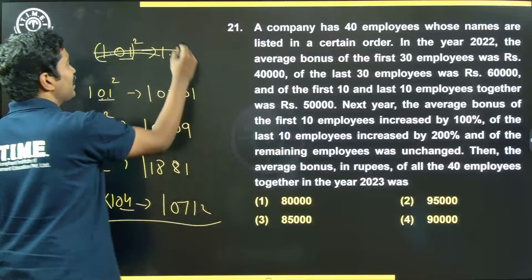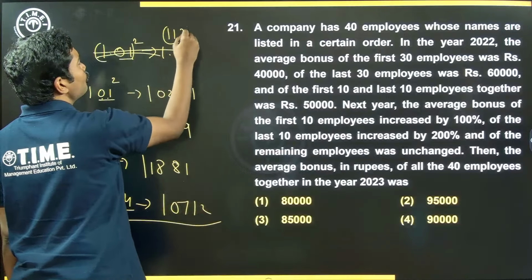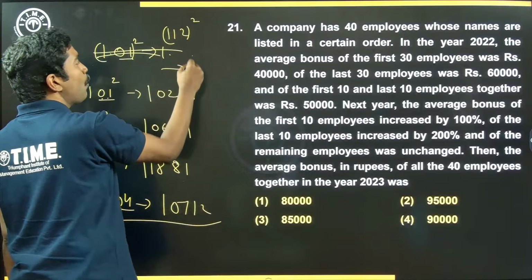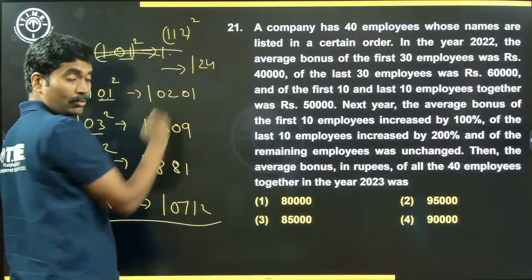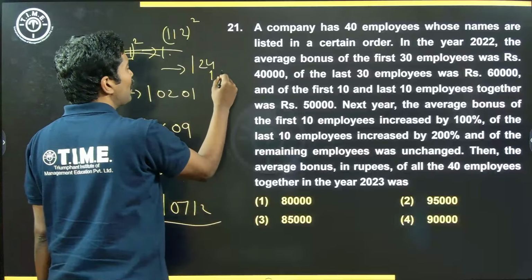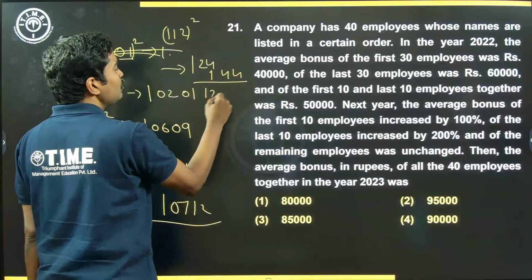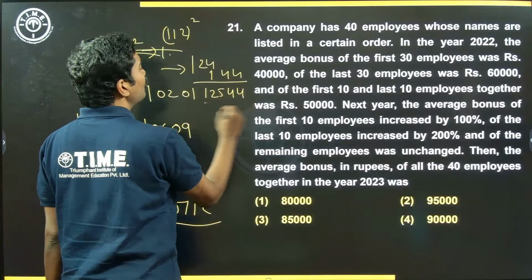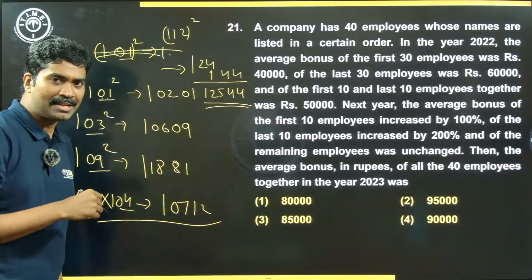So, I mean, if you're wondering, does it work for 112 whole square? Of course it would. Why not? 1, 12 plus 12, 24. What is 12 into 12? It's not 2 digits anymore. 144. So, right? 144. So, this is 12544, right? Very helpful technique.